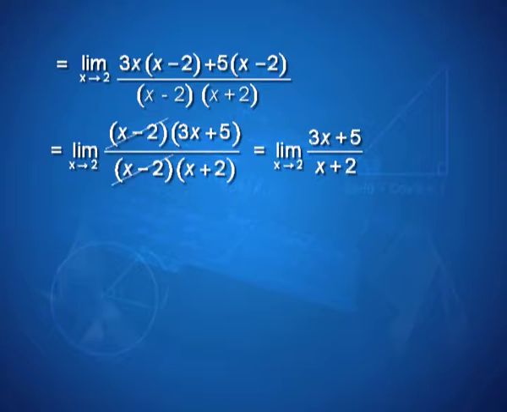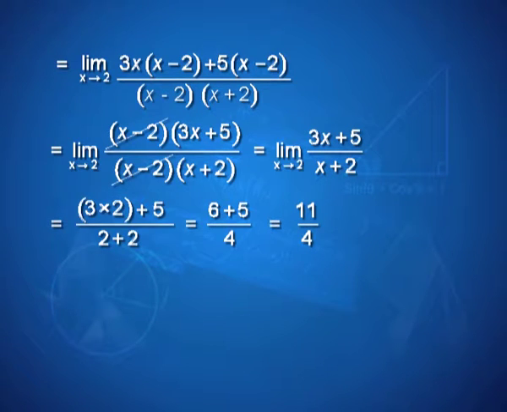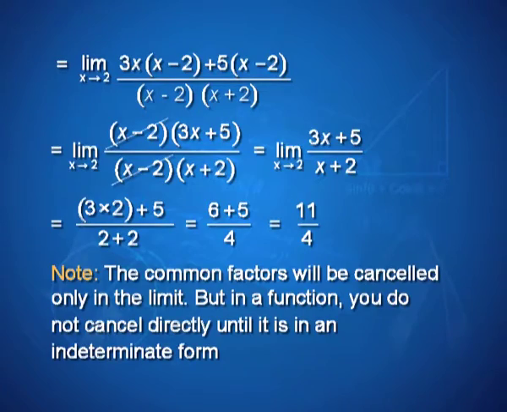We see here that x − 2 is common, so we can cancel it out and we have limit of (3x + 5) upon (x + 2) as x tends to 2. That is equal to (3 into 2 + 5) upon (2 + 2), that is equal to (6 + 5) upon 4, that gives us 11 upon 4. Please note that the common factors will be cancelled only in the limit, but in a function you do not cancel directly until it is in an indeterminate form.